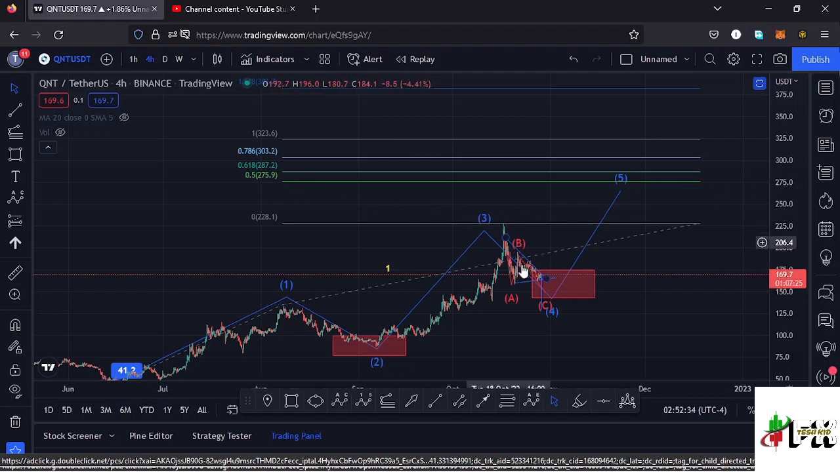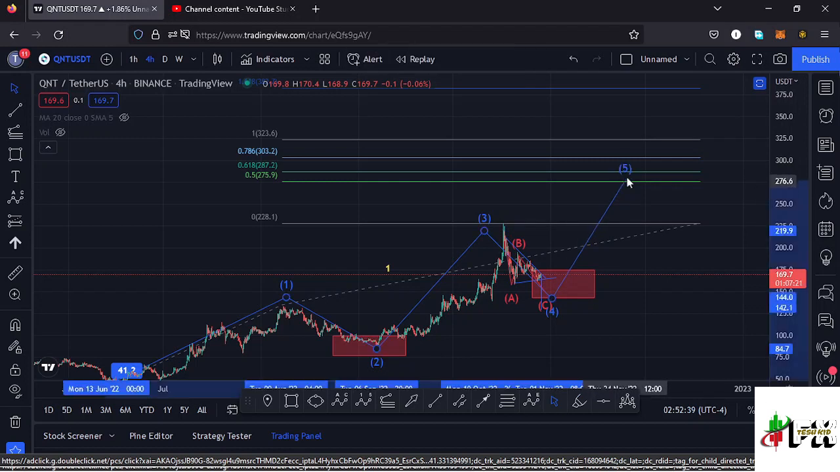So in case we see the formation of that fourth wave, I would expect a very nice bounce to the upper side, making our high for that fifth wave at around the $287.2 mark to complete that higher Elliott wave count 1.